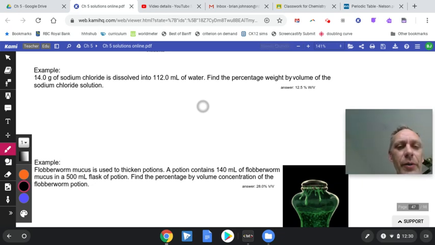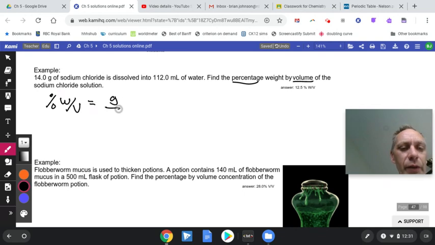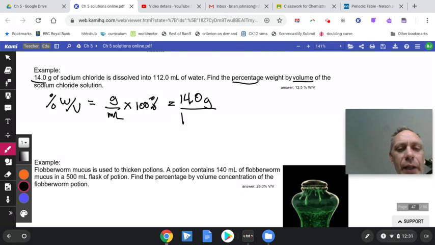What have we got here? 14 grams of sodium chloride dissolved in 112 mils of water. Find the percent weight by volume. The units I'm looking for, weight is grams and volume is mil. So I'm looking for grams per mil times 100%. Substitute into that: 14.0 grams divided by 112.0 milliliters. So that's grams per mil.